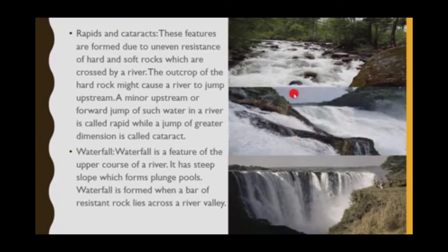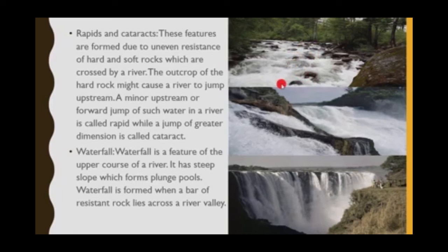Other features are called rapids and cataract. This is rapid, this is cataract, and of course this is waterfall. Okay, let's look at them now. Rapids and cataract. These features are formed due to uneven resistance of hard and soft rocks which are crossed by a river. All these rocks, okay, hard and soft. Of course, the soft ones will be washed away, leaving behind the hard rocks.